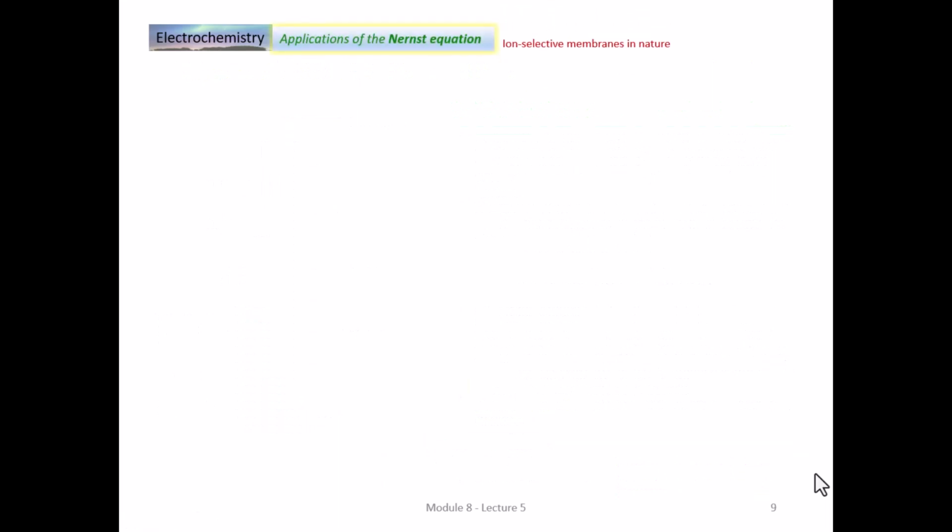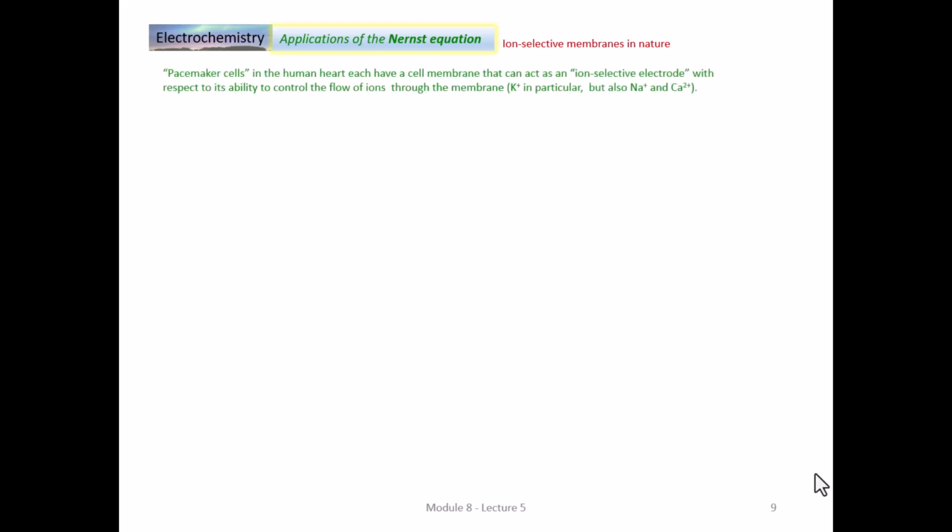Let's talk a little bit about ion selective membranes in nature. Pacemaker cells in the human heart each have a cell membrane that can act as an ion selective electrode with respect to its ability to control the flow of ions through the membrane. Potassium ions in particular, but also sodium ions and calcium ions.